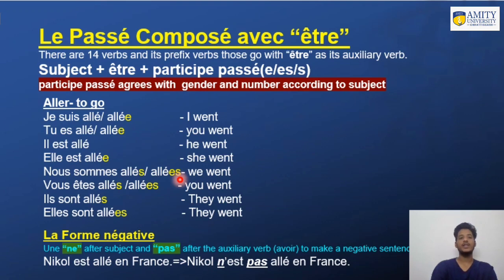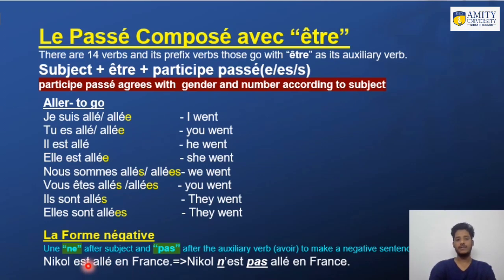So nous sommes allés. Vous êtes allés. If I say more than one voice, I will use this one. Vous êtes allés. If there is more than one girl, then vous êtes allées. You went. Ils sont allés. Il always masculine, that's why S. Elles sont allées. More than one, that's why S, and elle that is always feminine, so E. So for the être verb, the participe passé always agrees with gender and number. Otherwise, it will be incorrect.